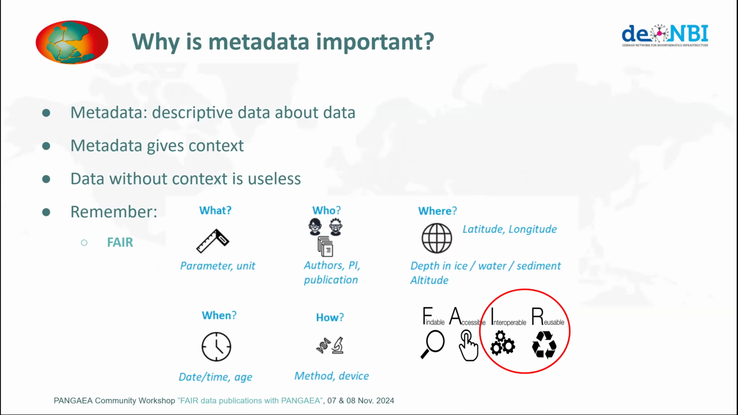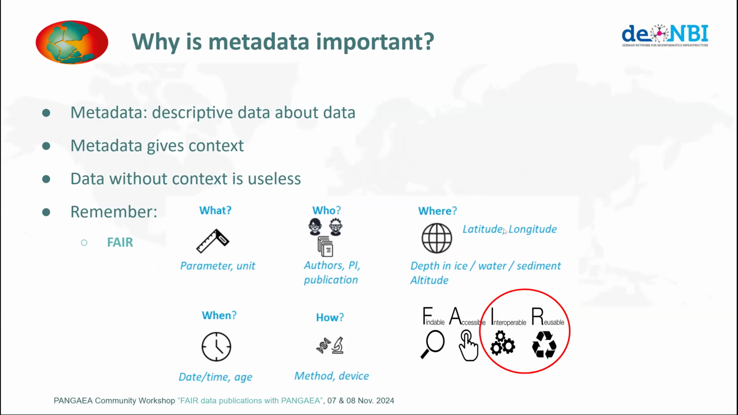And so I'll just repeat from yesterday what kind of metadata are important for data from earth science and biology research that we specialize in. So what was measured or what was calculated, and that's described by the parameter name and unit. Who produced the data? This is typically the information about the authors of the data set, PIs of the individual measurement series, and maybe also other publications related to the data set.